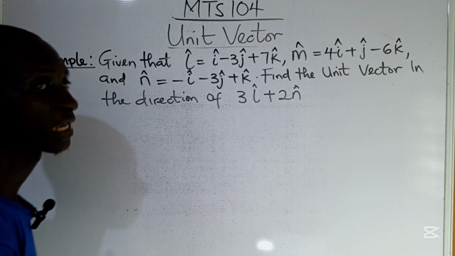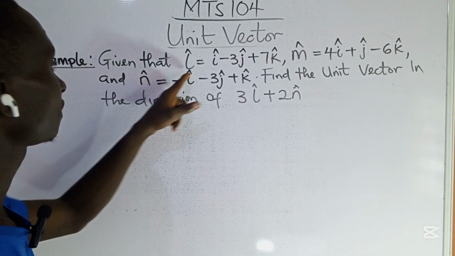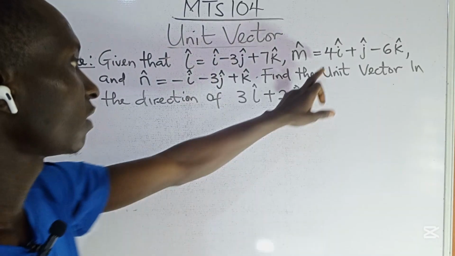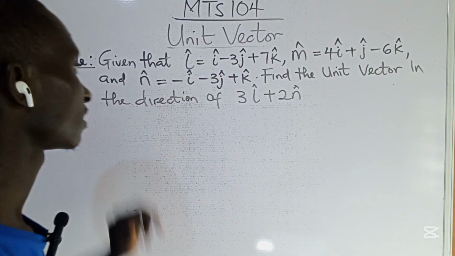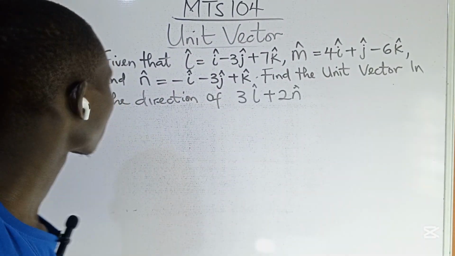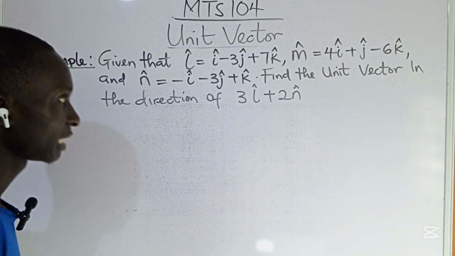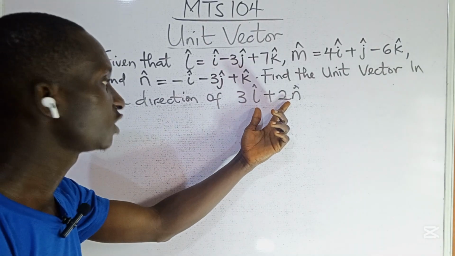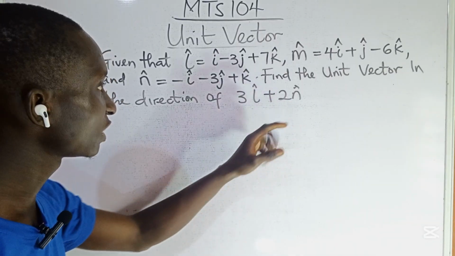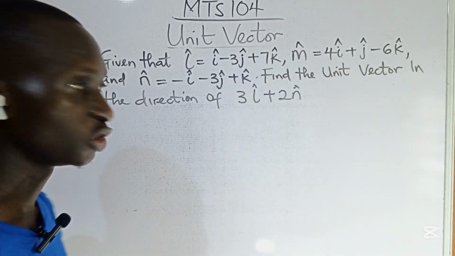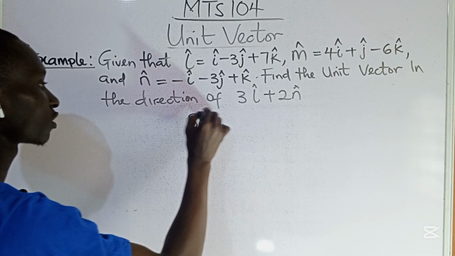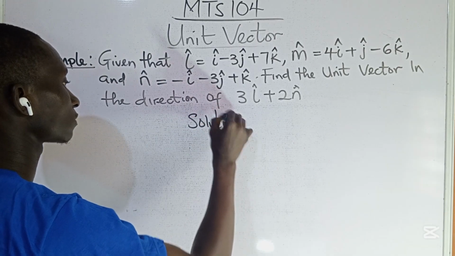Now, let's consider another example. The example says that given vector L is this, vector M is this, and N is this. The question says, find the unit vector in the direction of 3M plus 2N. Now you can see that we have to deal with this scalar multiplication before we can find the unit vector. Now, how do we solve this type of question?